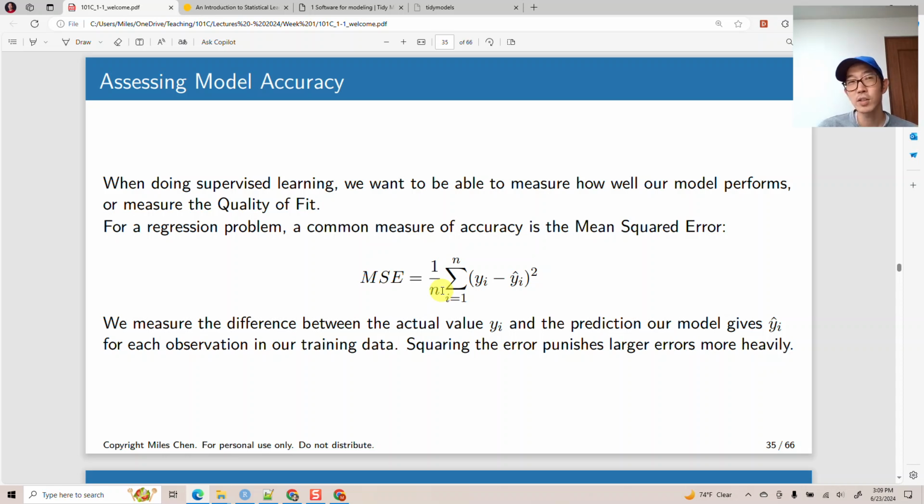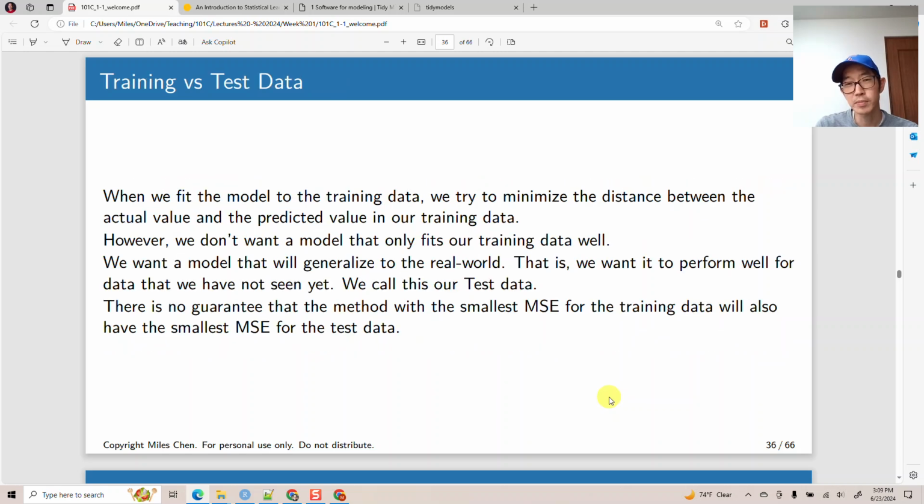So getting 10 wrong by 1 point each gives you a mean squared error of 1. Getting 9 correct but 1 wrong by 10 points gives you a mean squared error of 10. So squaring the errors punishes those larger errors a lot more heavily.